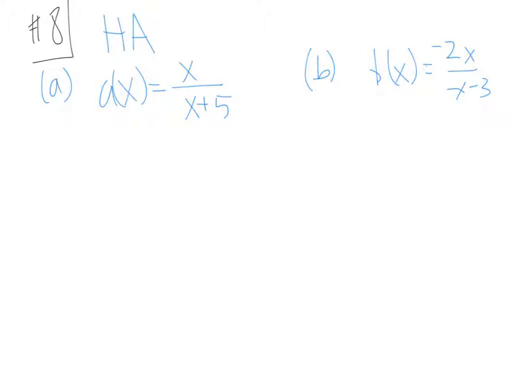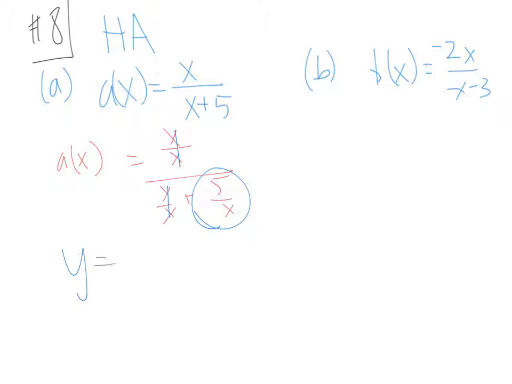So one of the strategies we've been asked to use is to divide every term by x and see what happens. So we get x over x, and then x over x plus 5 over x. As x gets very large, this goes to 0, and this goes to 1, and this goes to 1. So we end up with 1 over 1. So the horizontal asymptote for this is y = 1.